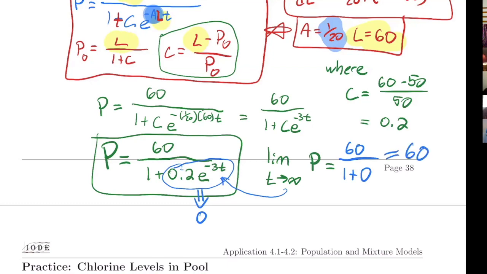So we can see here that if we start with 50 rabbits, as time goes on, the population is not going to grow infinitely large. It's going to flatten out at 60 rabbits. Hey, 60 is L in the equation. So would L represent the carrying capacity of an environment? Yeah, that's right.